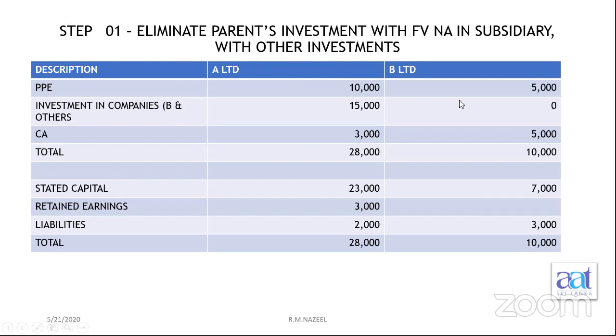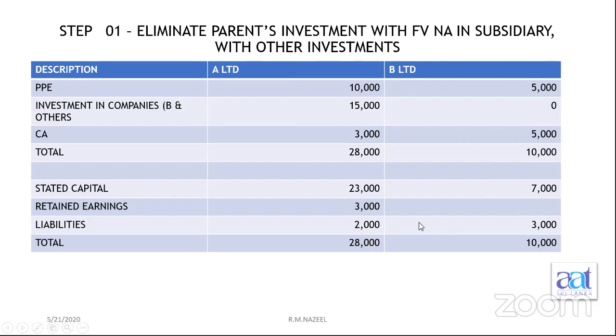So see, same, right? You have the PPE, right? Here the investment is 15,000. So that means I have given investment in company B and others. So keep in mind, we only adjust company B. We let the rest stay as it is, right? Current assets, the same figure, 3 and 5. So the total comes up here in this case to 28. In this case, the same 10. Stated capital 23 and 7. Retained earnings 3, liabilities 2 and 3, 28 and 10, right?